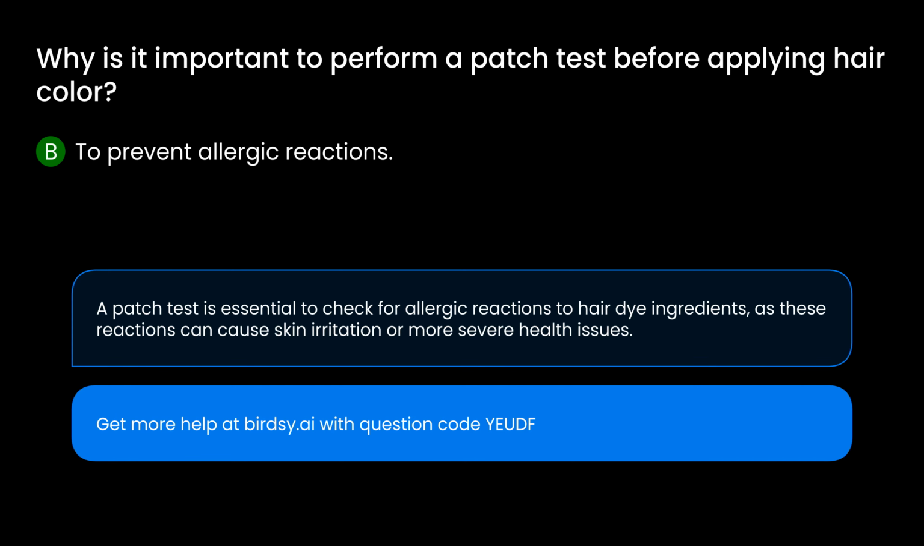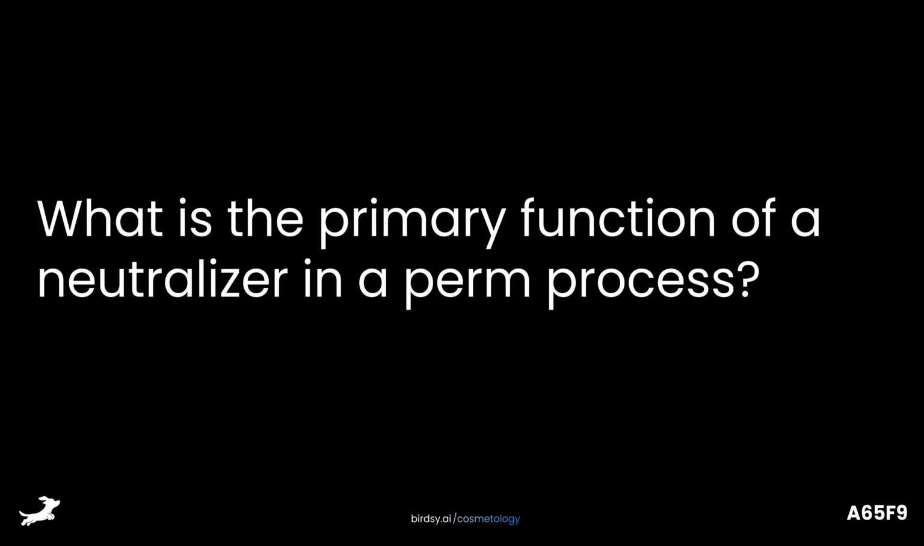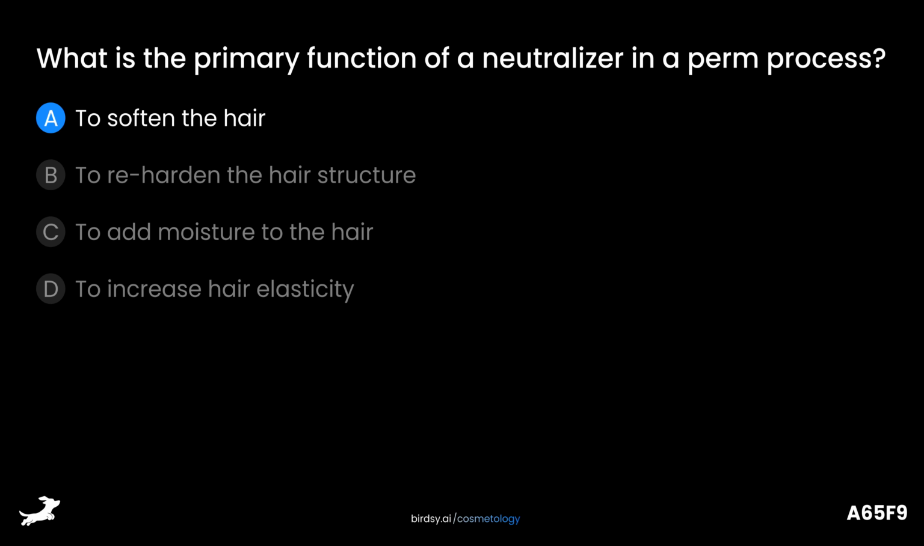A patch test is essential to check for allergic reactions to hair dye ingredients, as these reactions can cause skin irritation or more severe health issues. Chemical texture services: perms, relaxers, keratin treatments. What is the primary function of a neutralizer in a perm process? Is it A, to soften the hair, B, to re-harden the hair structure, C, to add moisture to the hair, or D, to increase hair elasticity? The answer is B, to re-harden the hair structure.